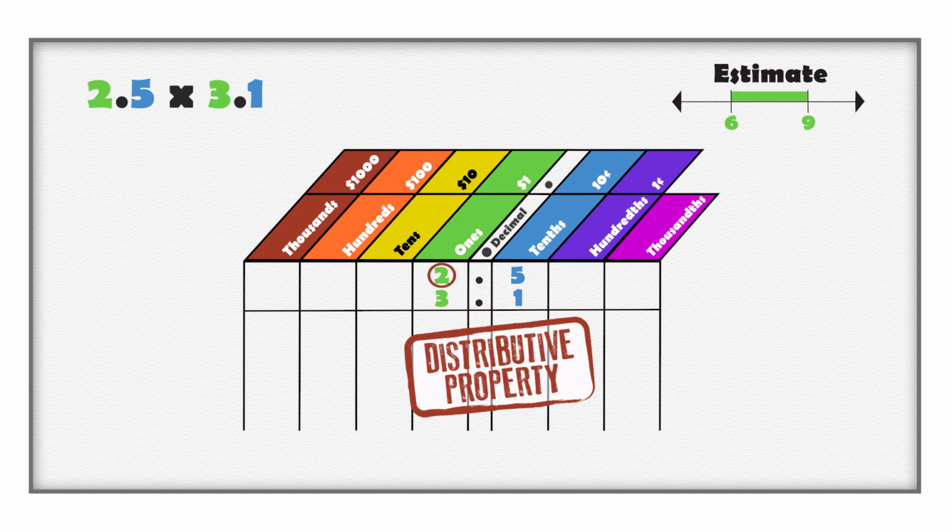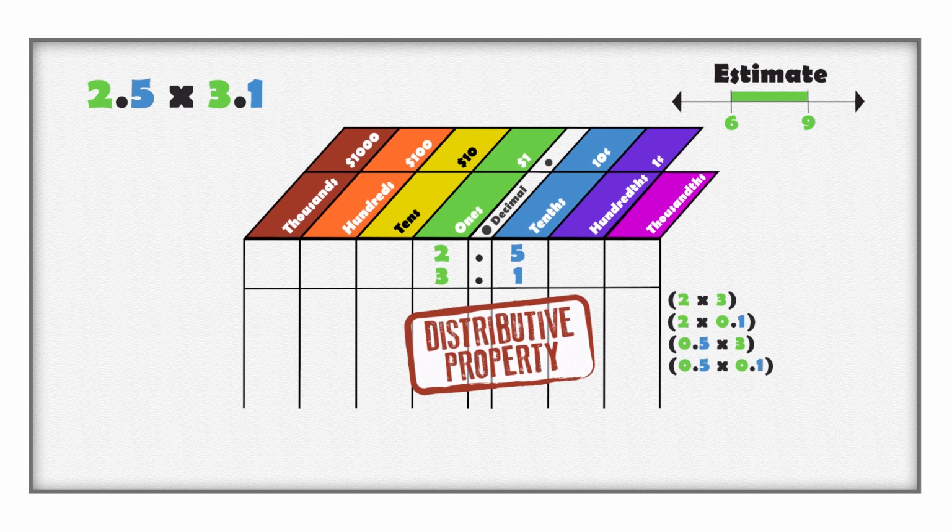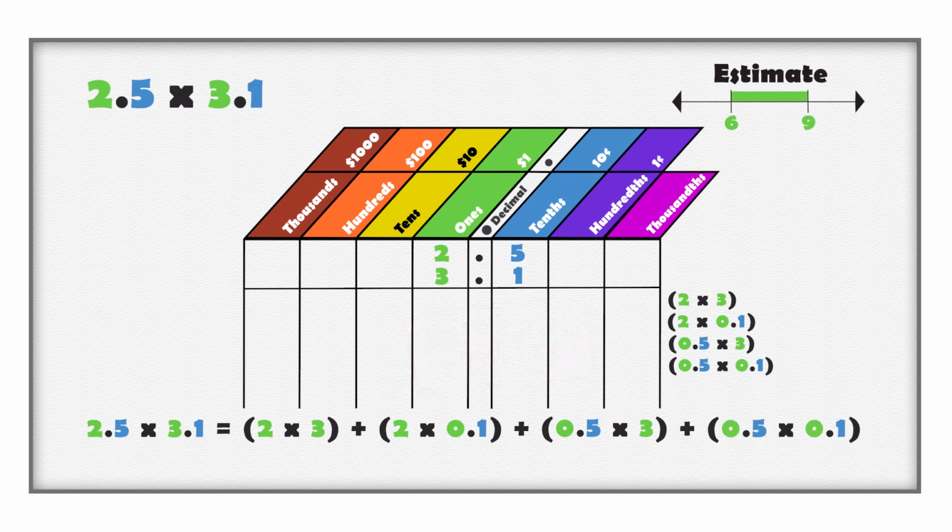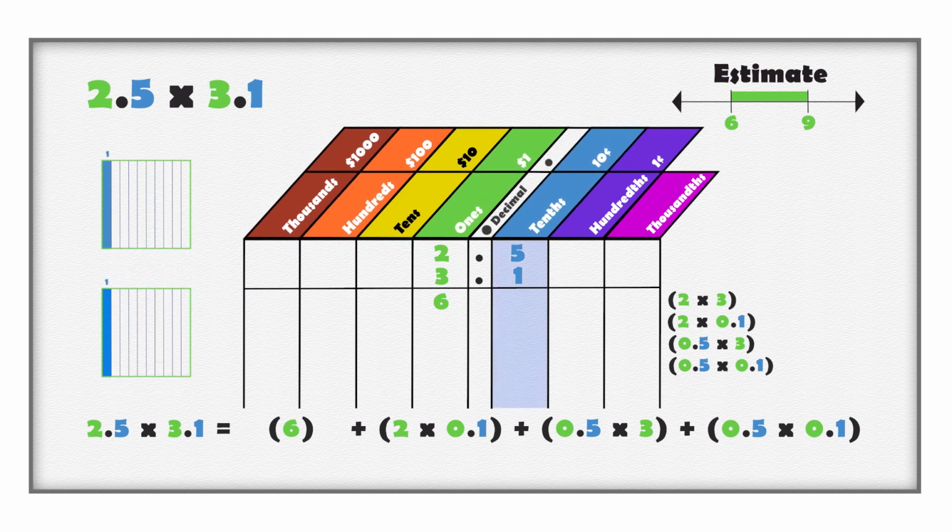Multiply 2 with 3, and with 1/10. Multiply 5/10 with 3 and with 1/10. Then we add them all together. The product of 2 and 3 is 6. When the whole numbers are multiplied with tenths, you get tenths. 2 multiplied with 1/10 is 2/10.